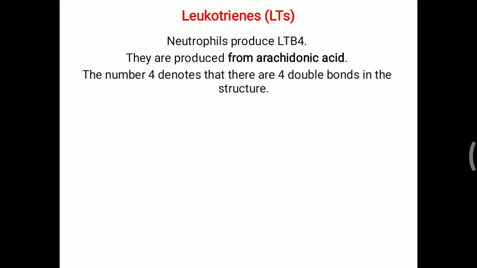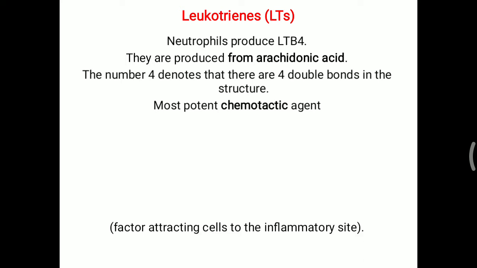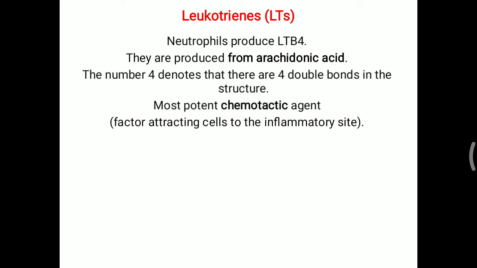The number 4 denotes that there are 4 double bonds in the structure. It is also considered the most potent chemotactic agent. What is chemotactic? It is a factor attracting cells to the inflammatory site. So they are basically helpful to prevent or stop further infection.